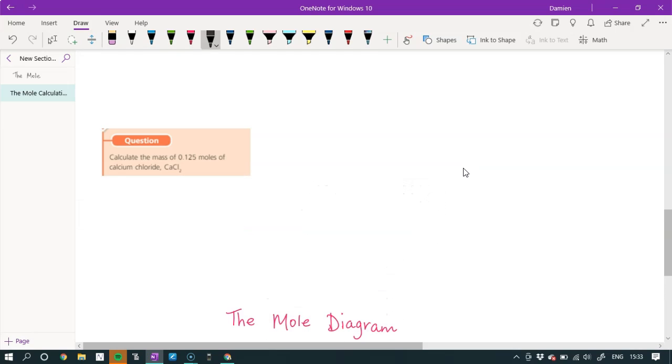And then finally, the last one is a little bit more complicated. Let's have a look at it. It says calculate the mass of 0.125 moles of calcium chloride. So we did 3 moles earlier on, which was easy. Now we've got to find 0.125 moles. So in order to start this, you start off with 1 mole. You always start with 1 mole. And we're doing 1 mole of calcium chloride, CaCl2. So we go to our periodic table and we go work out what 1 mole of CaCl2 is.